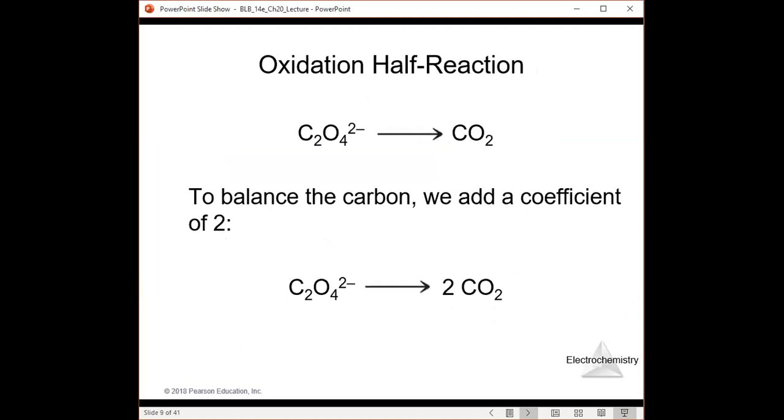Now, let's take a look at this. We're going to break this down. With C2O4 going to CO2, to balance the carbon, we have to add a coefficient of 2, just like when you're balancing a chemical equation. Everybody see that, right? C2O4 gives you 2 CO2. So we add the coefficient of 2 to balance that carbon. That's the first thing you do, just like in balancing a chemical equation.